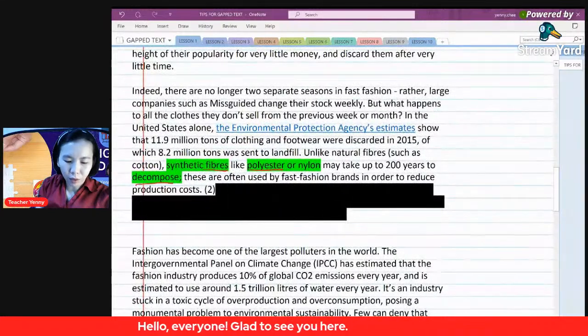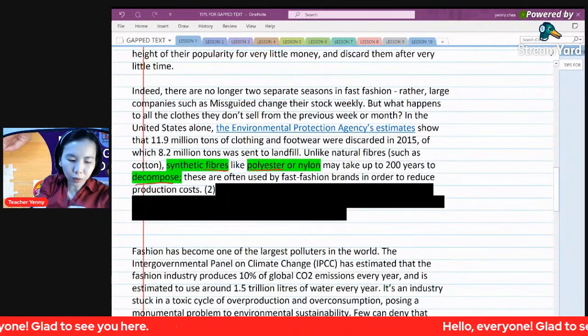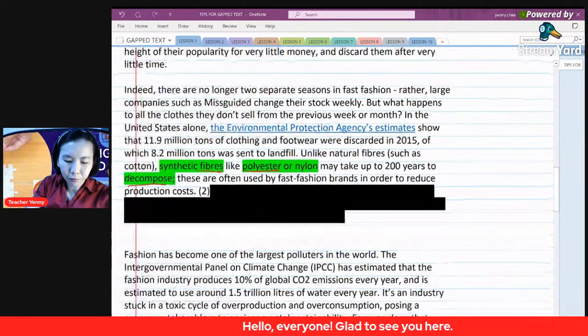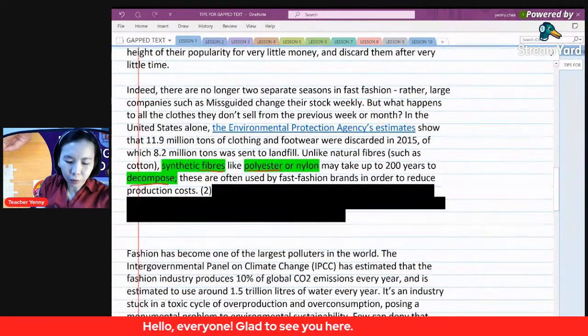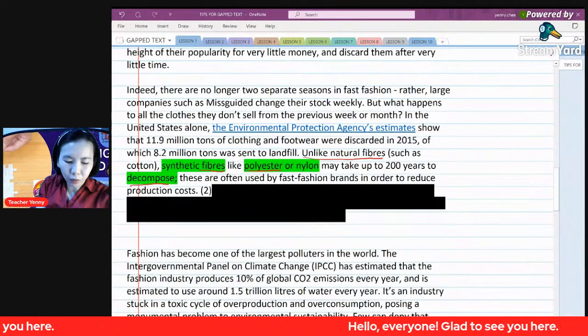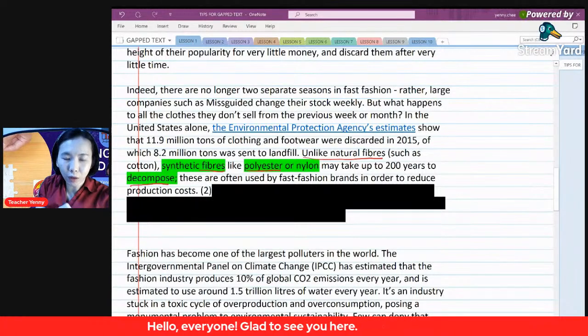Okay, unlike natural fibers. So let's read this. Indeed, there are no longer two separate seasons. Okay. Unlike natural fibers, so you are comparing with the natural fibers. Okay, this polyester fibers or synthetic fibers, it's hard to decompose. So number 2, what is the answer for number 2?